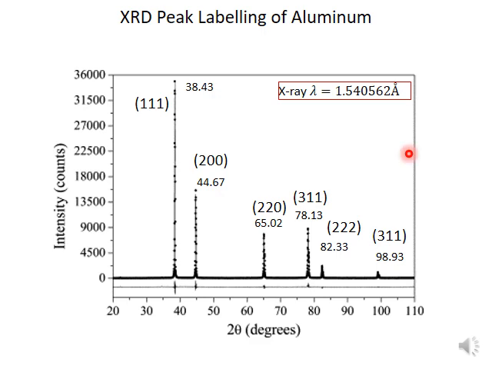Now, I have labeled all these planes with the corresponding Miller indices, and I know the crystal structure is a face-centered cubic system, and I also know the lattice constant for the unknown crystal, which is that of aluminum.